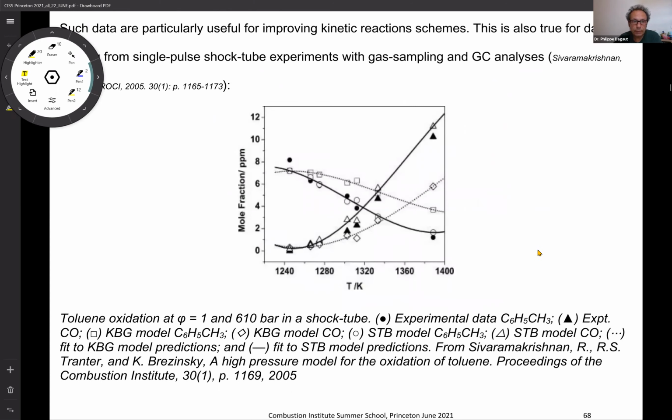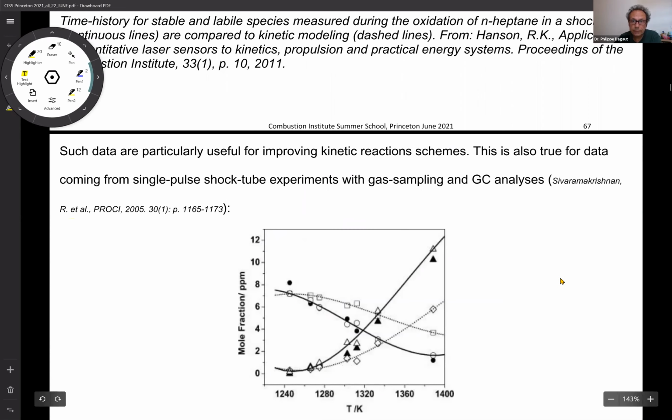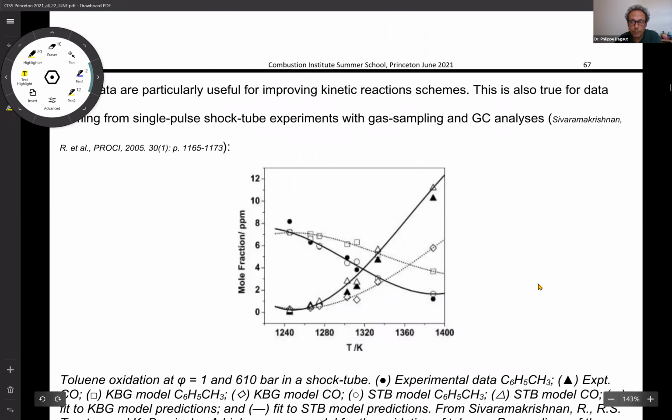This is another example of measurements from the group of Professor Brezinsky. Here they operate at very high pressure, and these concentration profiles are obtained by sampling the toluene oxidation in their shock tube. They use a single-pulse shock tube, and they have a gas sampling system with GC analysis, which can provide this kind of data.